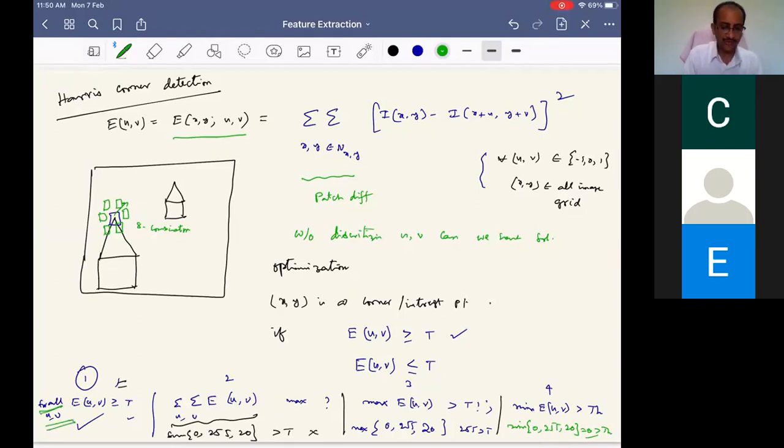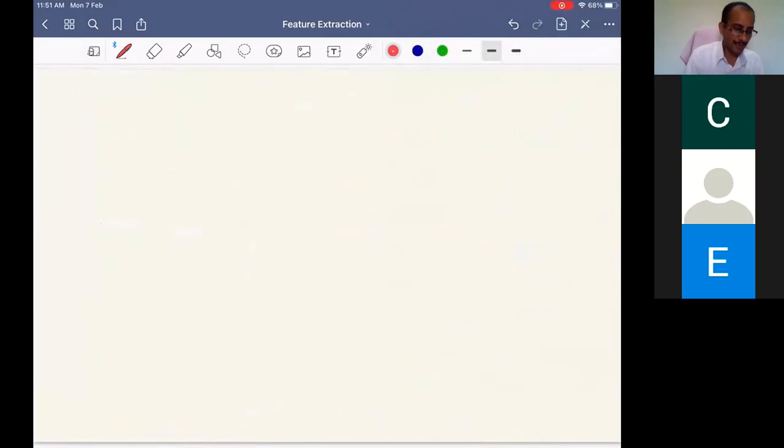So what we want to do now, if you would like to pose an optimization problem, is minimize E of u comma v with respect to all u comma v. That will give you a solution, the direction in which E of u comma v is minimum over all u comma v. So this gives u star comma v star. From this you can compute E of u star comma v star, and that has to be greater than a threshold for a corner point. Is this clear? Yes sir, it's clear.